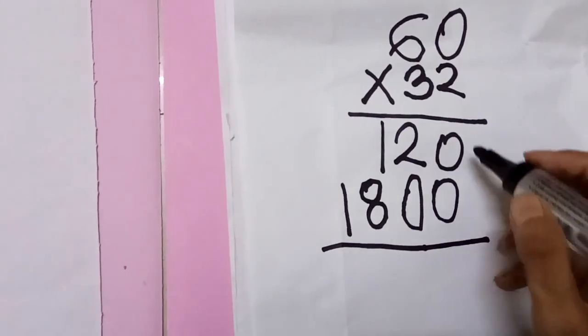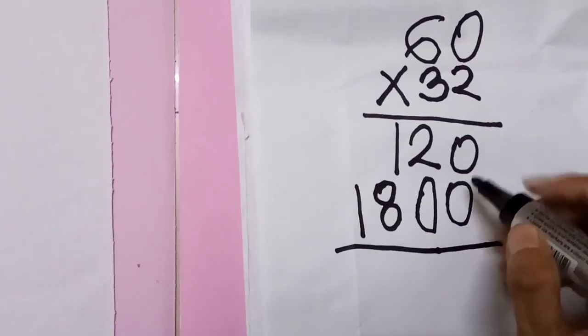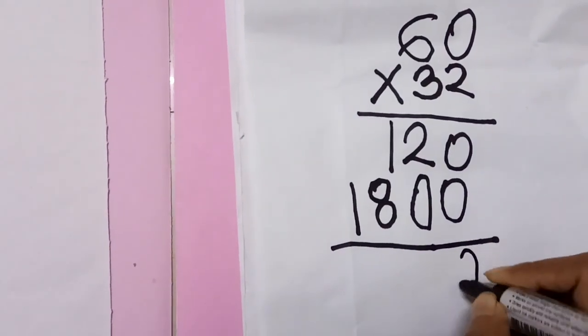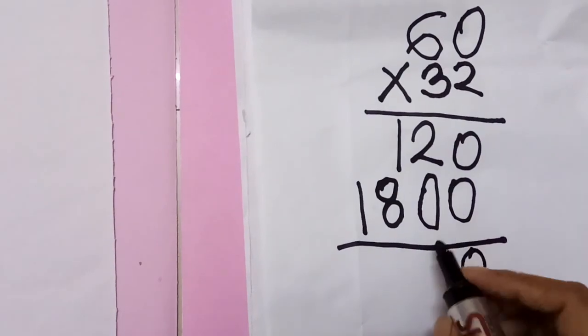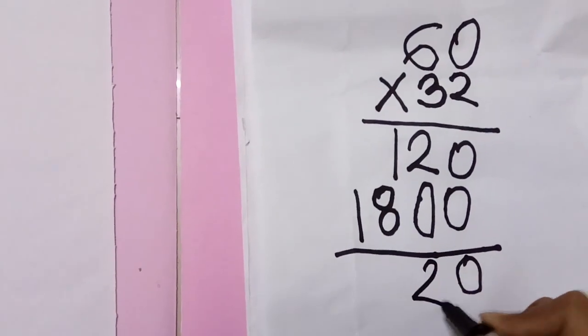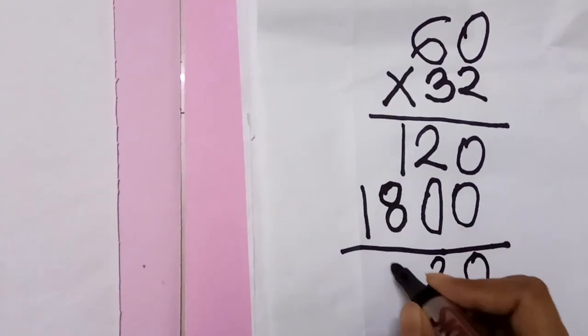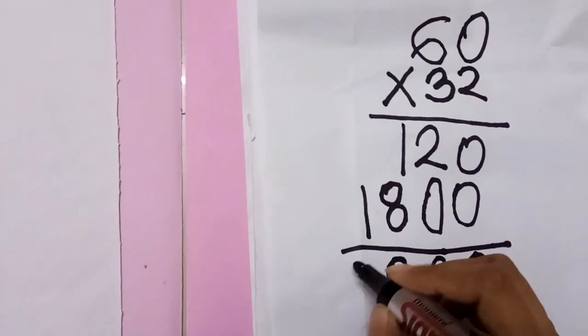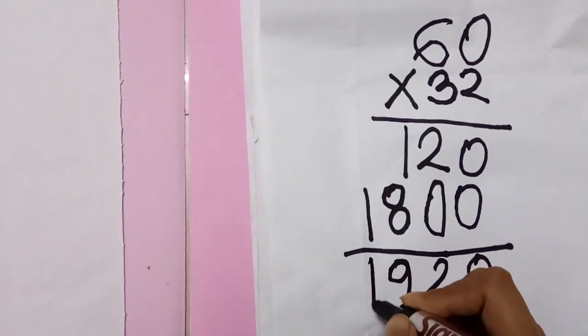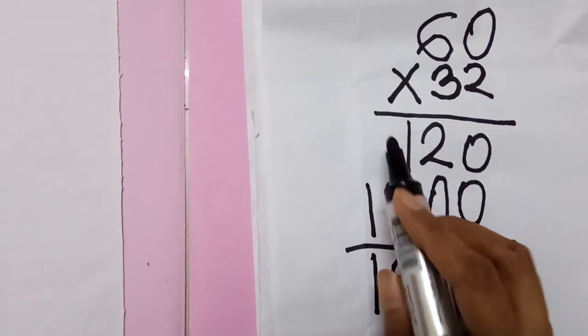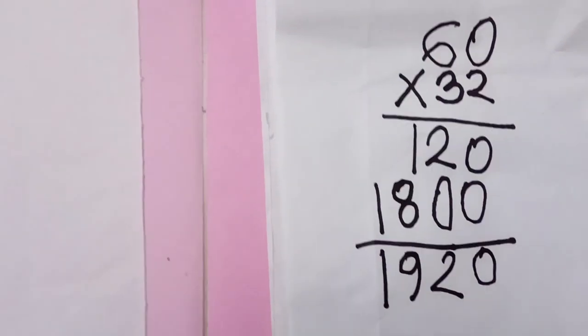Then we have to add these numbers. 0, 0, 0. 2 zeros are 2, 8 plus 1, 9, and 1, nothing, 1.